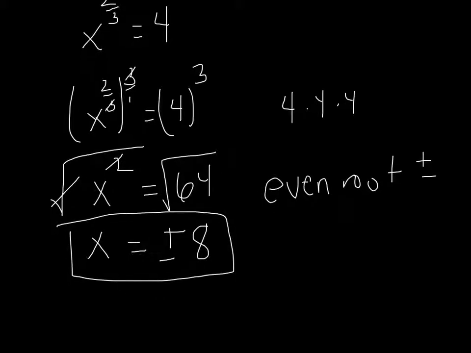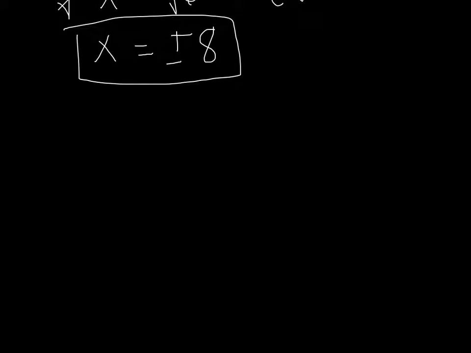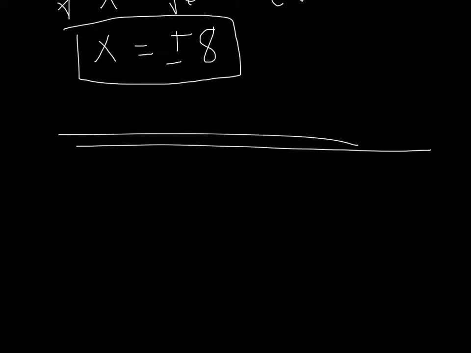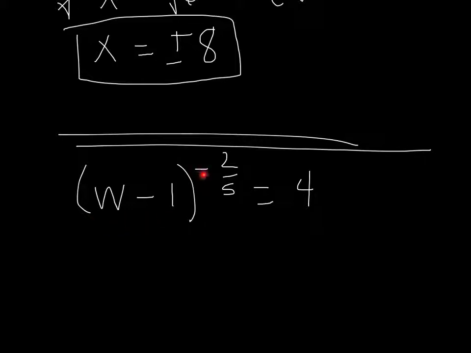Now, let's just do one more of those. And this time we'll make it a little bit harder. We'll have w minus 1 raised to the negative 2/5 is equal to 4. Now in this problem I have 3 things I need to do before I'll have isolated the w minus 1. So I have a negative sign I need to deal with, I have a 5th root, and a 2nd power.